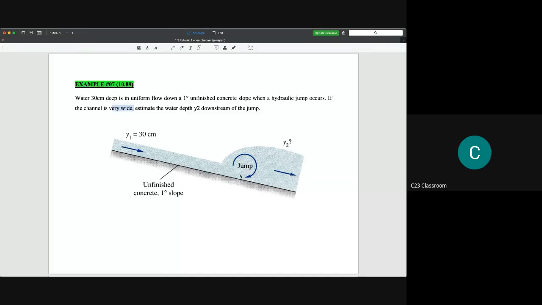We have a hydraulic jump, and the energy will be lost after the hydraulic jump here. And the keyword here is "very wide". So I just want to share with you what happens if it is a very wide condition like this.